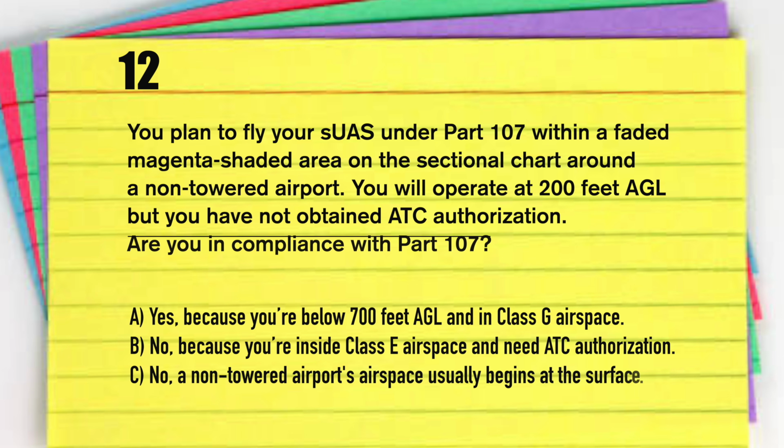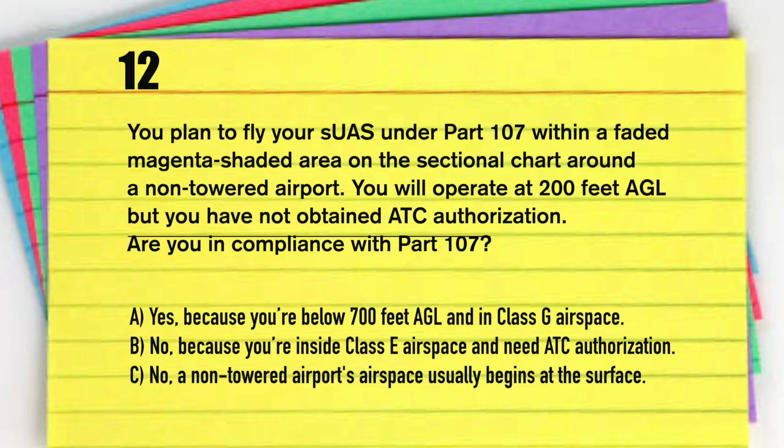Next question. You plan to fly your SUAS under Part 107 within a faded magenta area on a sectional chart around a non-towered airport. You will operate at 200 feet AGL, but you have not obtained ATC authorization. Are you in compliance with Part 107? Answers are A, yes, because you're below 700 feet AGL and flying in Class G airspace. B, no, because you are inside of Class G airspace and need ATC authorization.